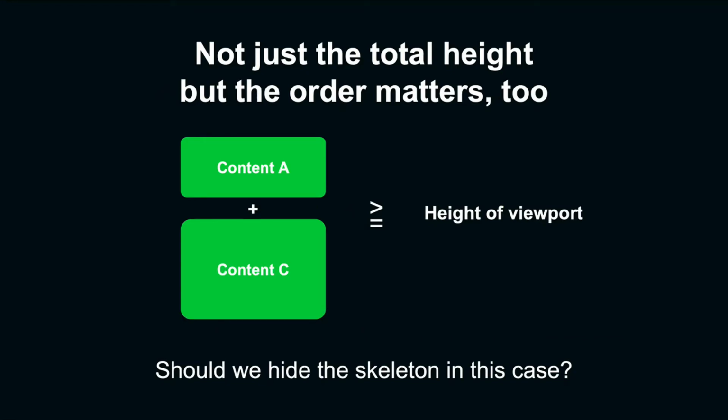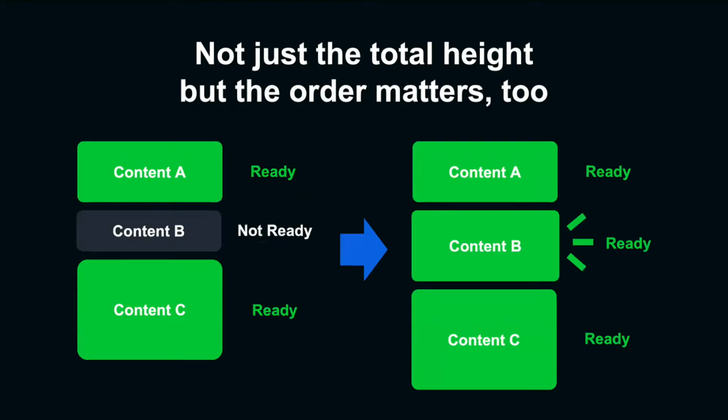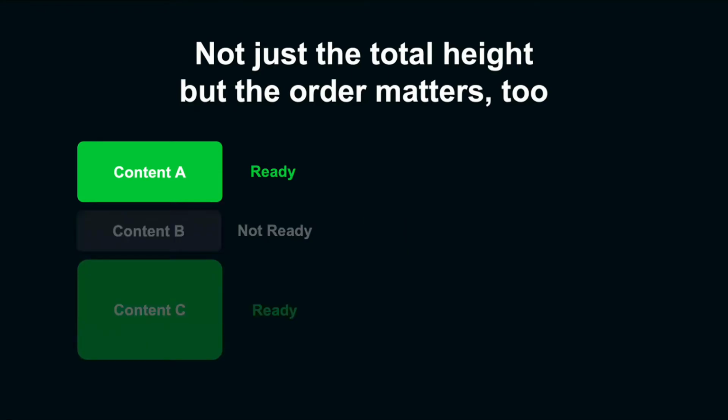Suppose that the heights of the A and C components are fixed. If the sum of the heights of components A and C exceeds the height of the viewport, is it safe to remove the skeleton screen? There is a problem with this. If component B is drawn late, it will push down the position of component C, causing a layout shift. In this example, the height to which the component will not be pushed down is what matters, and the height shouldn't be compared to component A.